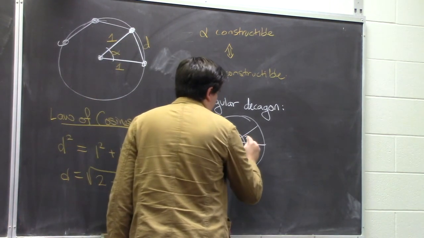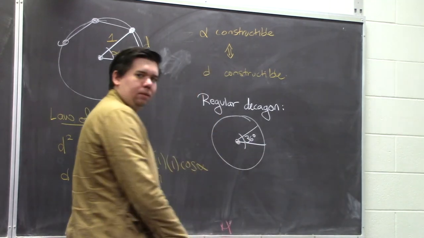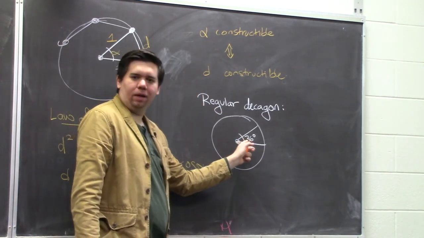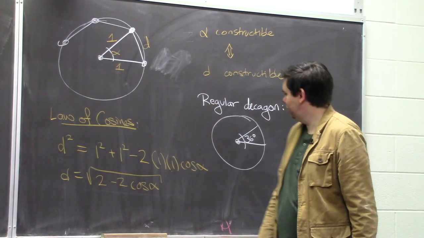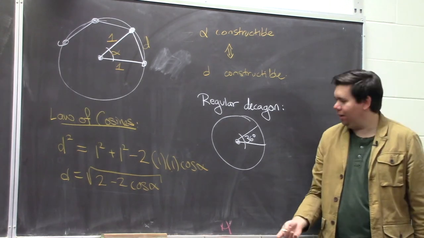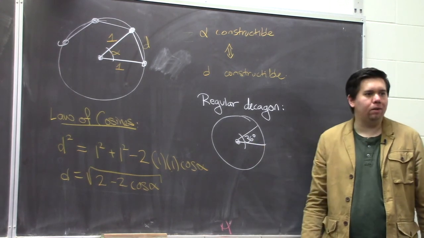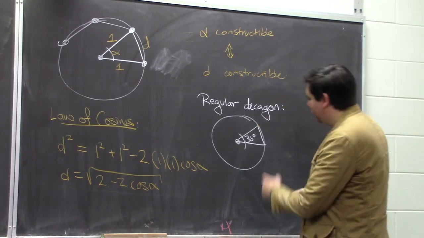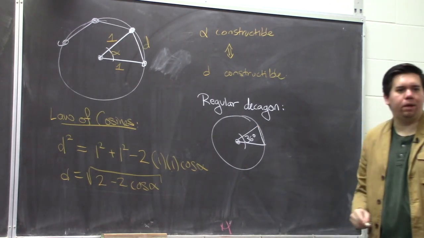There's 36, right? Just 36 degrees. In general, if you have a regular n-gon, each one will just be 360 divided by n degrees. And so the question is, can I make a regular decagon? It just comes down to, can I make a 36 degree angle? But making a 36 degree angle is equivalent to constructing whatever this corresponding length is over here.